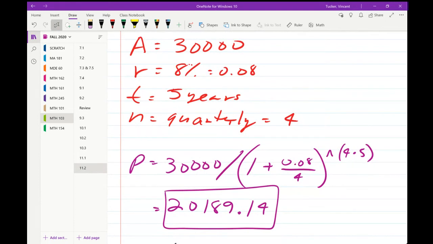Use your present value formula. So it's 30,000 divided by (1 plus 0.08 divided by 4) raised to the 4 times 5 power. Make sure you use your parentheses accordingly. You will get the correct answer. And we should have to deposit $20,189.14.